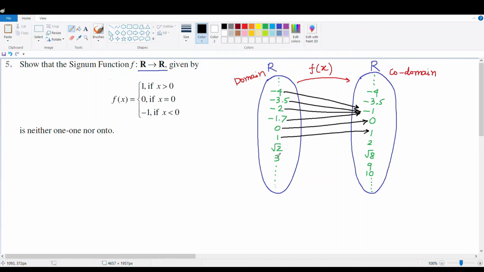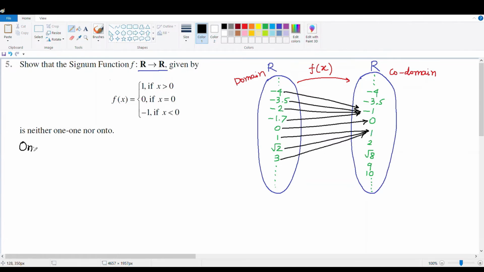Square root 2, that is also greater than 0, so that is also going to get connected to 1. 3 is also greater than 0, so that is also going to connect to 1. So definitely we can see that infinitely many numbers are connected to -1 and infinitely many numbers are connected to +1. So this is definitely not a 1-1 function.